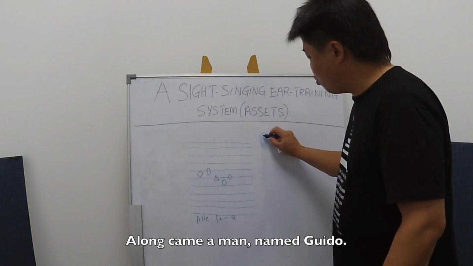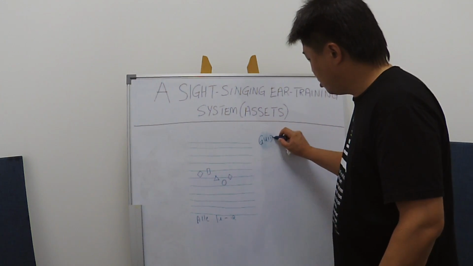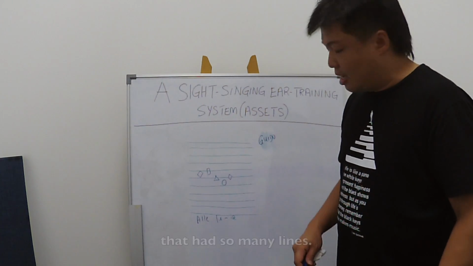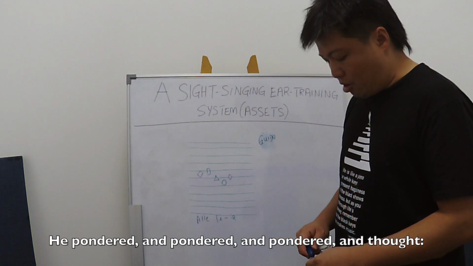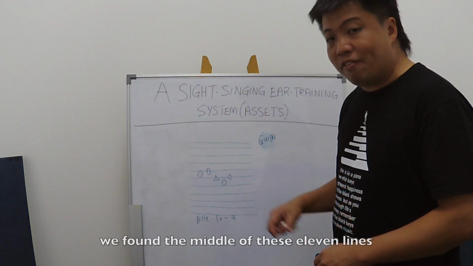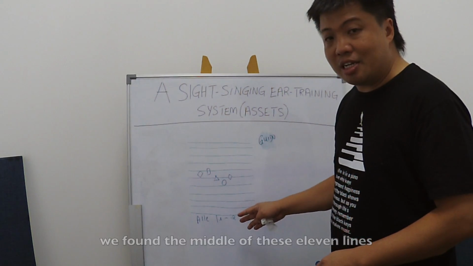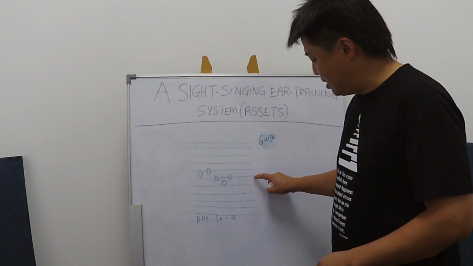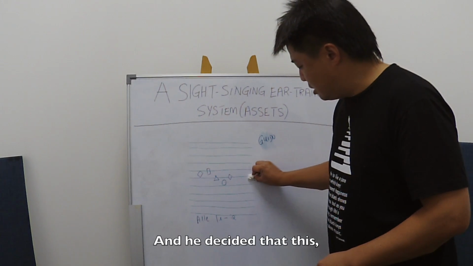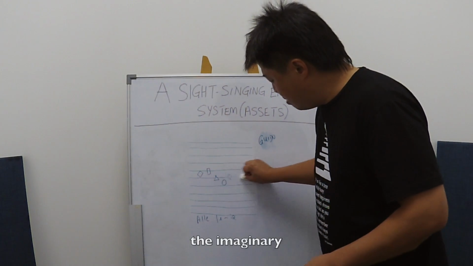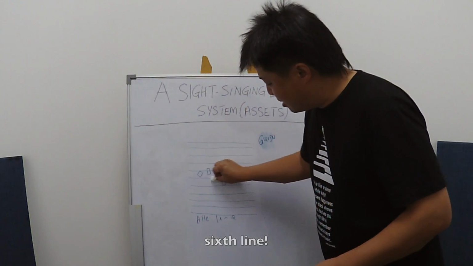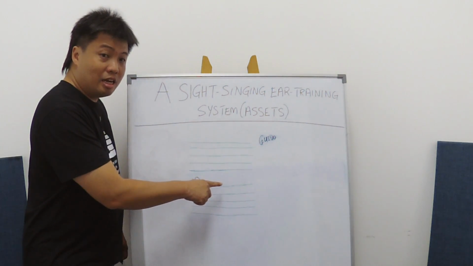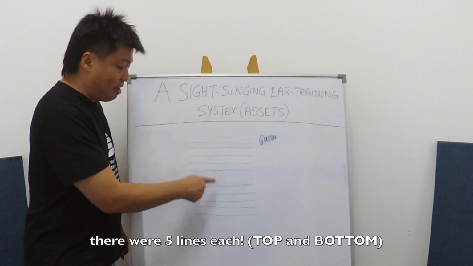Along came a man named Guido. Guido saw the difficulty in reading music that had so many lines. He pondered and pondered and pondered and thought, what if we found the middle of these 11 lines and took it away? And so he counted 1, 2, 3, 4, 5, 6, and he said that this would be the imaginary 6th line. So when Guido took away the 6th line, lo and behold, there were 5 lines each.